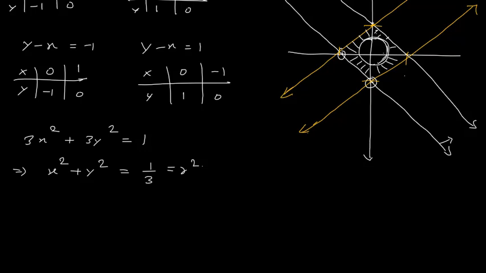Now if you see, this figure is a square. If I name it, it is ABCD, and this ABCD is a square and this is a circle. So the required area, here there is no need to apply integration. The required area is the area of this square. Now what is the area of this square?